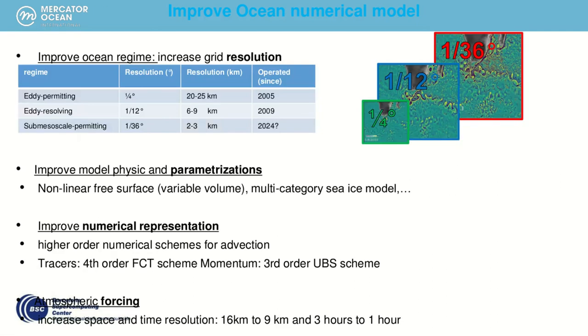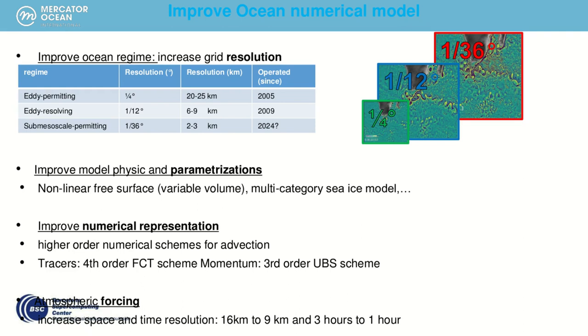So how can we, in practice, increase this resolved scale? One way is to improve the ocean regime by increasing the grid resolution, by simply increasing the resolution. We have different resolutions here in this table. What we call eddy-permitting is 1/4 of a degree, which is from 20 to 25 kilometers. At this scale, as you can see in the plot, you can see some eddies, but they are not really resolved in all the latitudes.